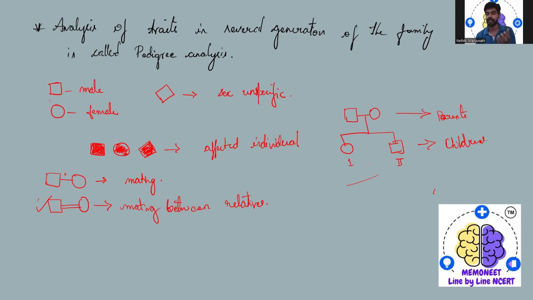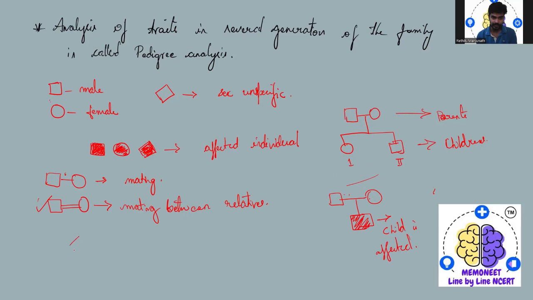That means whenever you're writing the offspring of a progeny, whatever comes first on your left is the first child, and the rest will be the second, third, fourth, like this. If I write like this, what does the symbol represent? The child is affected by any disease. This is one thing.